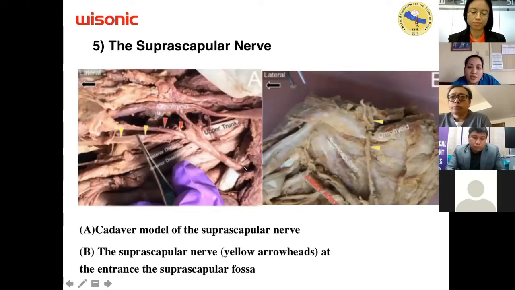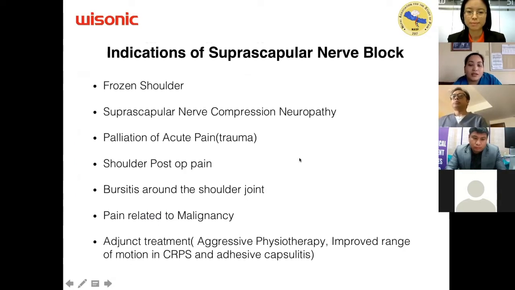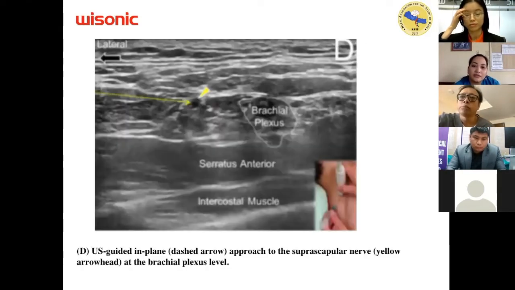So now, talking about the suprascapular nerve, this is the cadaveric model of the suprascapular nerve. It comes out from the superior trunk, the upper trunk, and then travels through the suprascapular notch in the shoulder girdle, and then passes through the spinoglenoid notch. The indications for suprascapular nerve block can be pain relief in adhesive capsulitis or frozen shoulder, suprascapular nerve compression neuropathy, palliation of acute pain or cancer pain, post-operative pain, bursitis around the shoulder joint, or as an adjunct treatment with aggressive physiotherapy, where we can also combine it for pain relief.